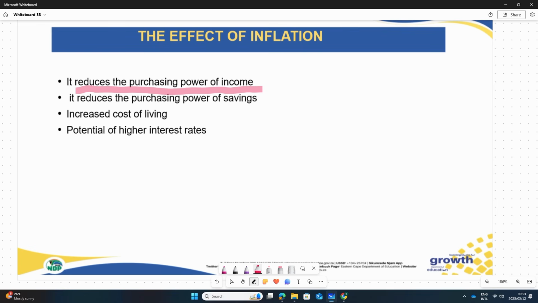What is the effect of inflation? Inflation reduces the purchasing power of income, which basically means that your income will not afford other things. It will only afford the basic needs, and it reduces the purchasing power of savings, increases the cost of living, meaning that the price of goods and services will be expensive, and it will also be expensive to borrow money, and there is potential of higher interest rates.